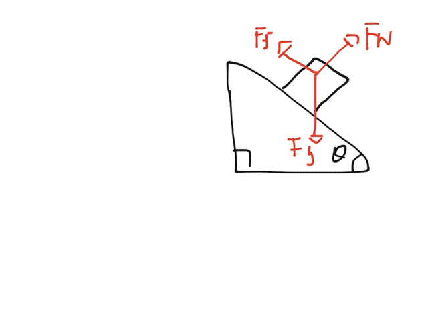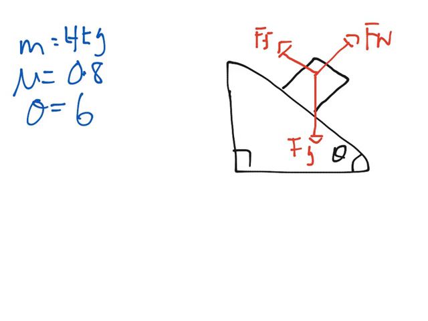That's F of F. Now, there are some givens, so some knowns. So we know the mass of the box is equal to 4 kilograms. We know that the coefficient of friction is equal to 0.8. Now remember, that doesn't have any units. We know that theta is equal to 60 degrees, and we're asked to solve for acceleration.